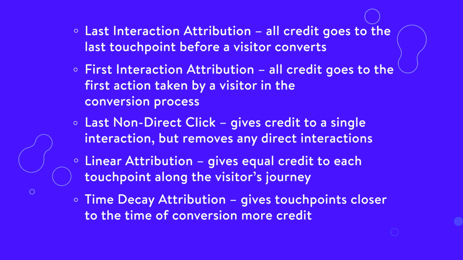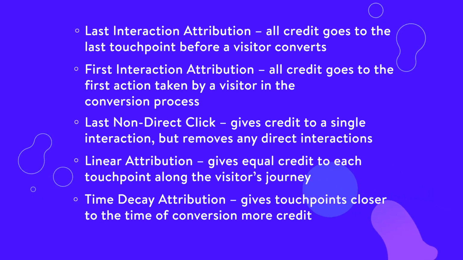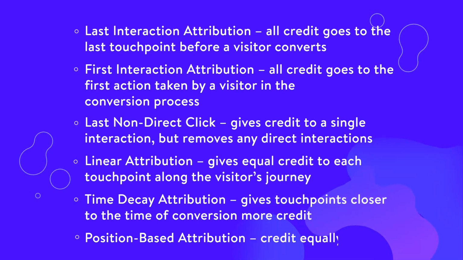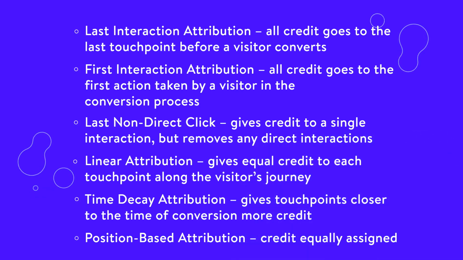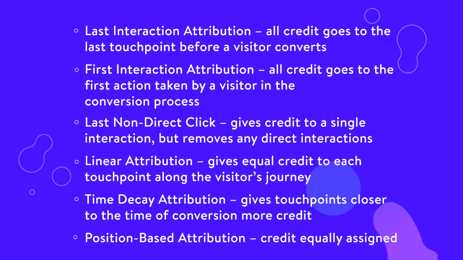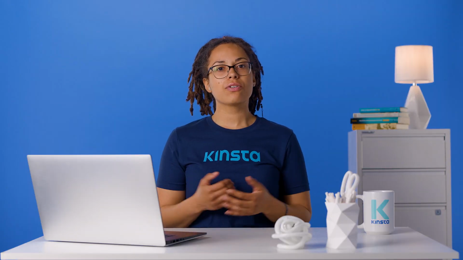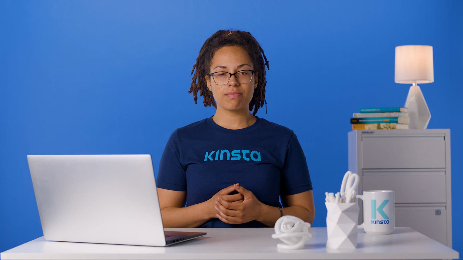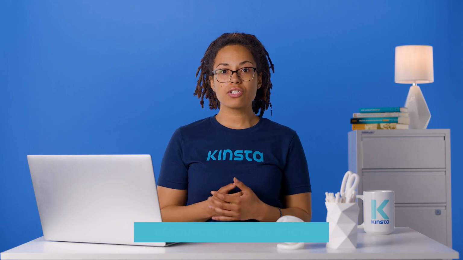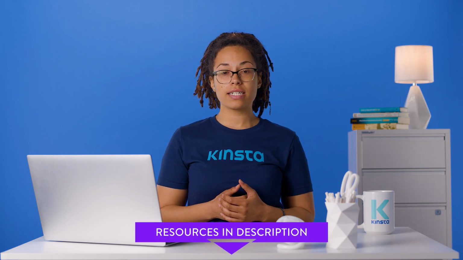5. Time decay attribution. Gives touchpoints closer to the time of conversion more credit versus older touchpoints. And 6. Position-based attribution, also called U-shaped attribution. Credit here is equally assigned. In Google Analytics, the first and last touchpoints get 40% of credit, and then 20% is distributed equally between the rest. In Google Analytics, you can also create custom attribution models. With a custom model, you get to choose your own set of rules for giving credit to touchpoints.